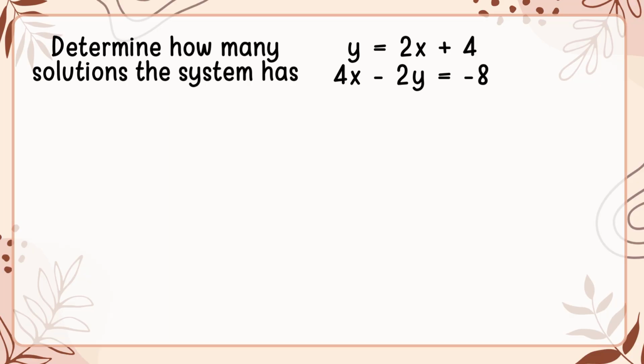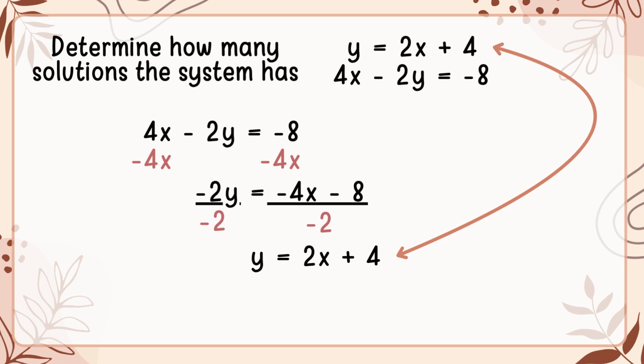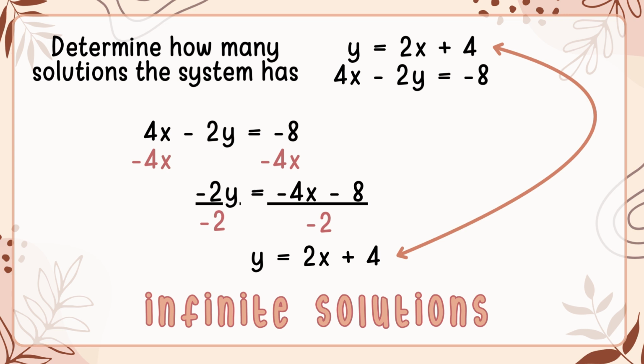Let's determine how many solutions this system has. So we have y equals 2x plus 4 and 4x minus 2y equals negative 8. The first equation is already in slope-intercept form, but let's put the second equation in slope-intercept form also so we can compare them. So we'll take our second equation and solve for y. We'll subtract 4x from each side, giving us negative 2y is equal to negative 4x minus 8. And then we'll divide both sides by negative 2, giving us y is equal to 2x plus 4. If we look at this equation and the first equation we had, they're the exact same equations. The slope matches and the y-intercept matches. So that tells us that this system will have infinite solutions.